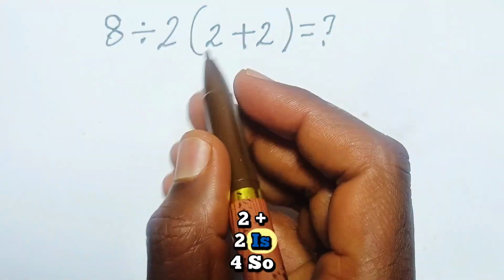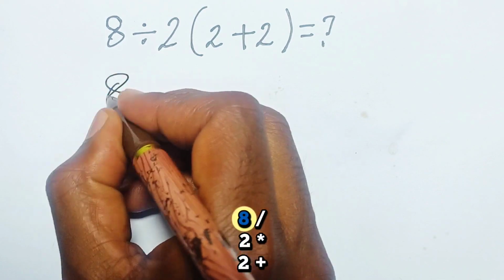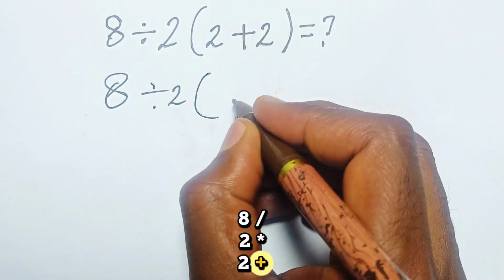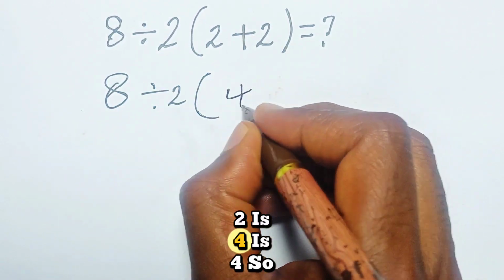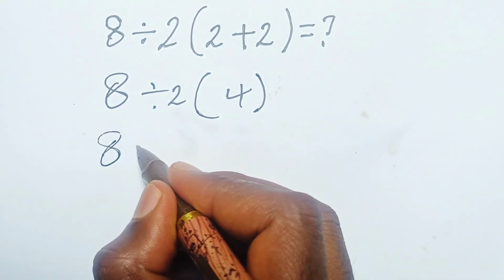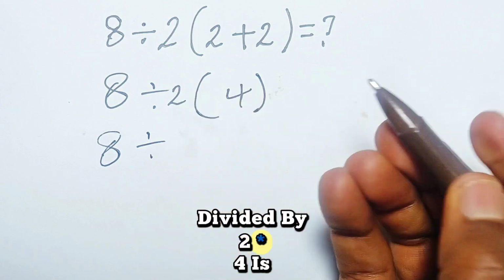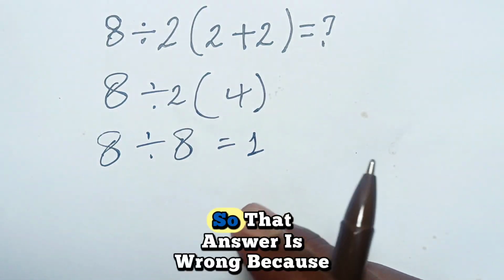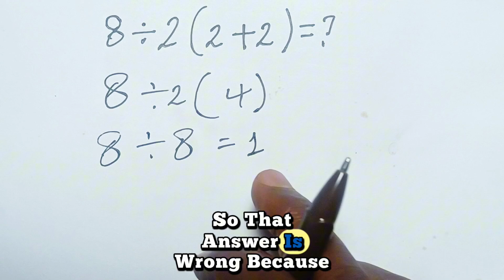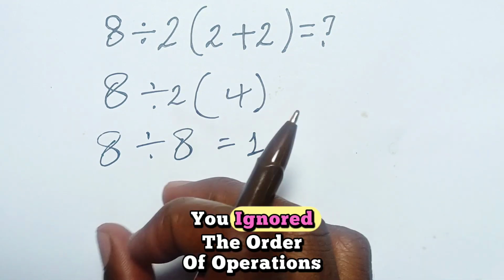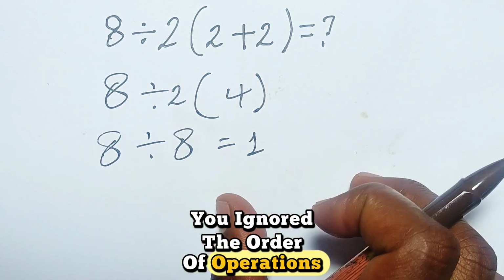2 plus 2 is 4. So 8 divided by 2 times 2 plus 2 is 4. So 8 divided by 2 times 4 is 8, which equals 1. So that answer is wrong because you ignored the order of operations.